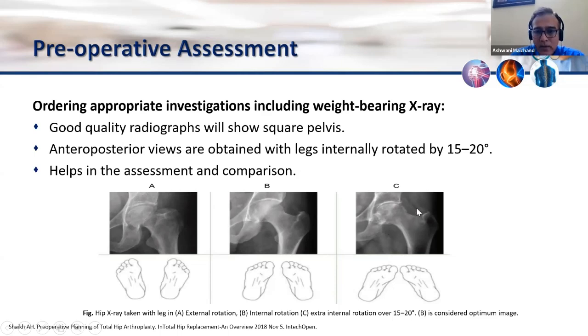And one more point that I would like to add: whenever you take an X-ray of the hip, always take an X-ray of both hips, AP view. I have seen many times, especially with patients who are coming from the periphery, that they get a simple single X-ray, meaning an X-ray of the single hip. By that, you are not able to assess the pelvic tilt, you are not able to compare both the hips. So it's always advisable to take an X-ray of the pelvis with both hips, AP view.